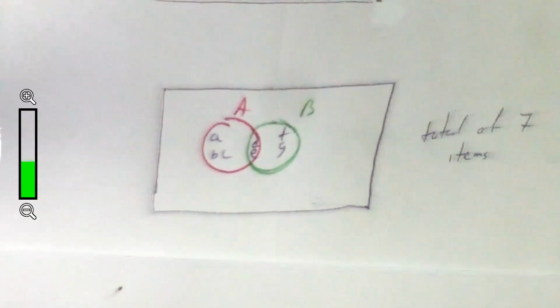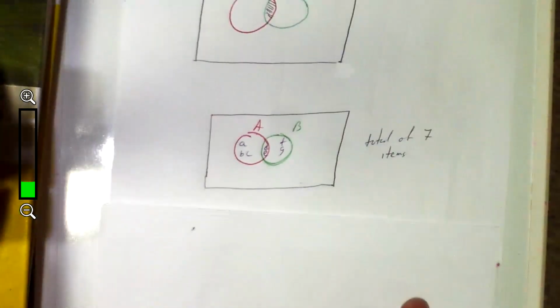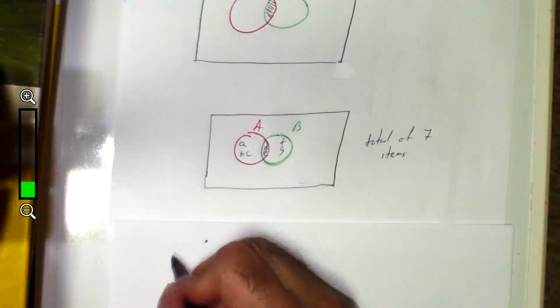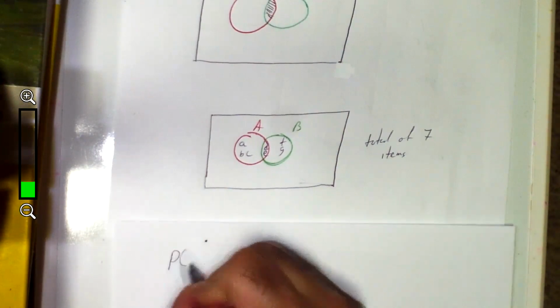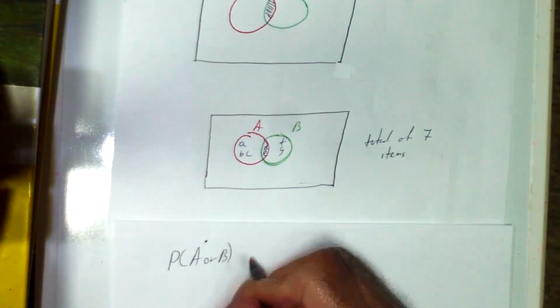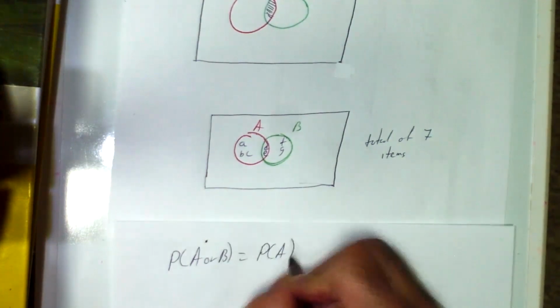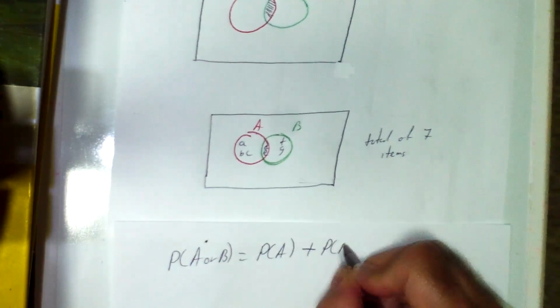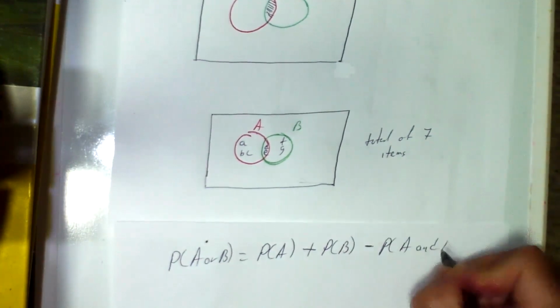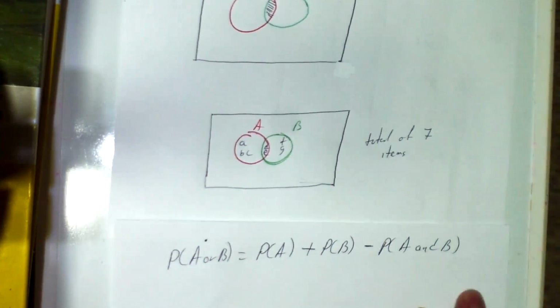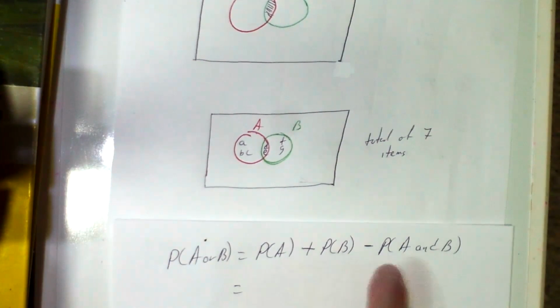So I'm going to use my formula. Probability of A or B is equal to the probability of A plus the probability of B minus the probability of A and B. Okay. Now, let's do it in pieces. There's 3 parts to this. Okay, so let's look at this first part.